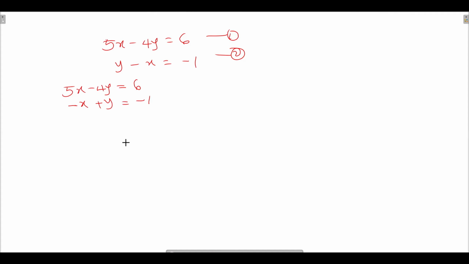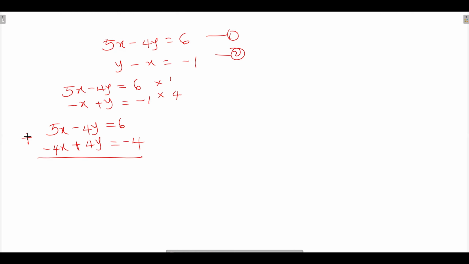Now, you can use any of the methods. Let's use the fastest one, which is elimination. If I want to eliminate y, you can see that the coefficient of y here is 4, and here it is 1. So I can multiply this by 1 and multiply this by 4 to get the same coefficient. This will still be 5x minus 4y equals 6. And from here we have minus 4x plus 4y equals minus 4. Now, since the signs in front of the variable I want to eliminate are minus and plus, to eliminate it, I can add.